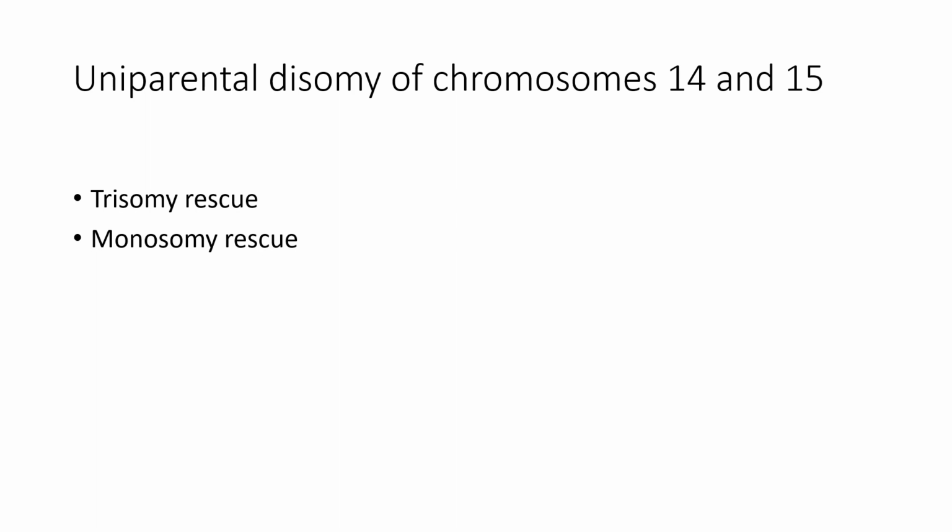Two of the chromosomes that can be involved in Robertsonian translocations are chromosomes 14 and 15. Both these chromosomes are known to have regions of imprinting, as a result of which uniparental disomy related conditions can show up. And the mechanism by which it happens is through what is called trisomy rescue or monosomy rescue.